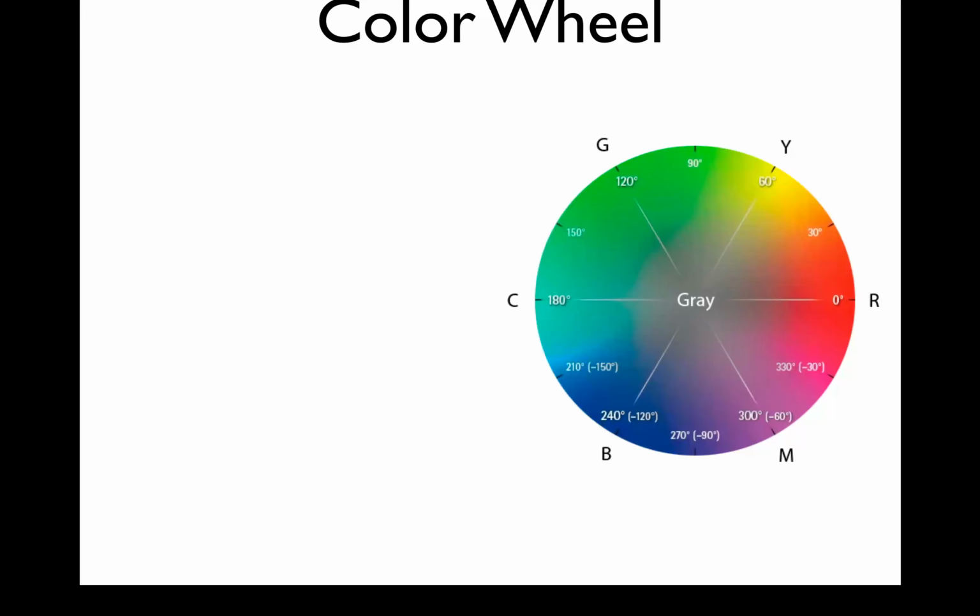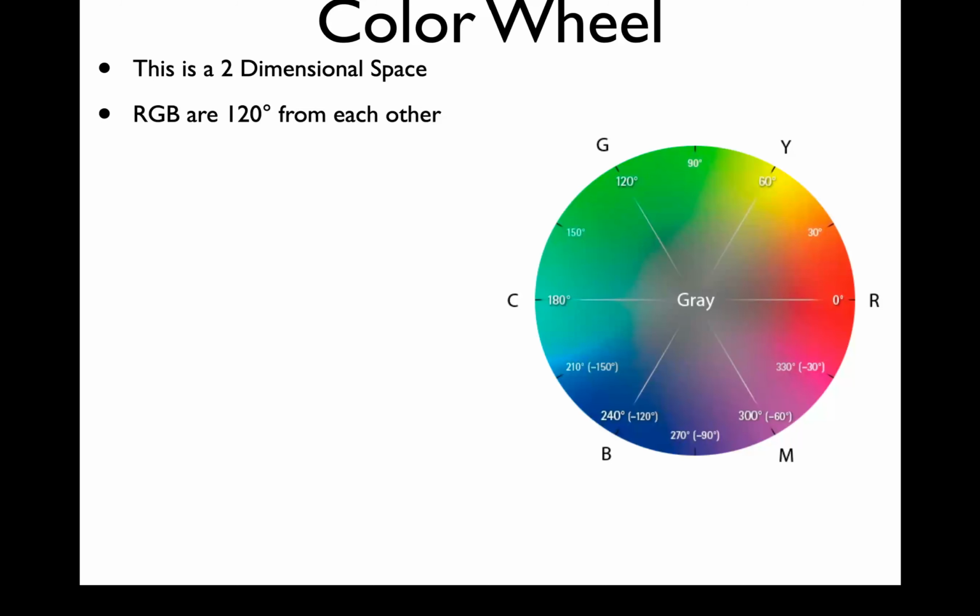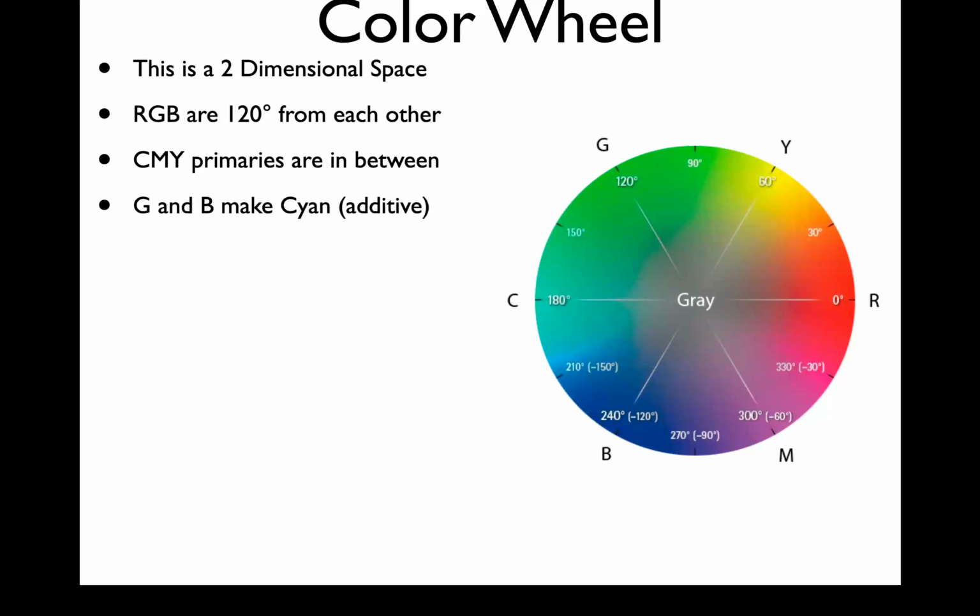So in this case, what we've got here is the two-dimensional space. This is the problem that we've run into when we were thinking about color as a three-dimensional space. In this case, it's only two-dimensional. So here, the RGBs are 120 degrees from each other. The CMYK primaries are the ones in between where they're mixed. Again, in this case, green and blue make cyan. It's an additive system here. Magenta and yellow make red, which is a subtractive system.